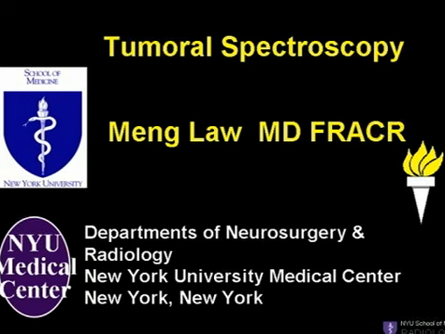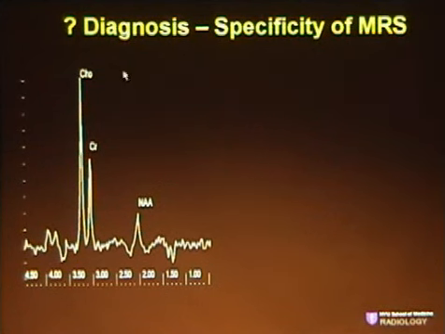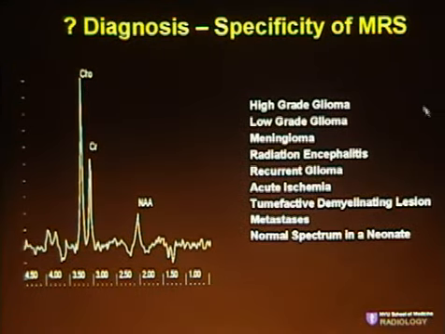Okay, so I'm going to shift and change gears for the last 20, 30, 25 minutes or so and talk about the indications in terms of differentiating tumor from non-tumor. Okay, so again, you've learned that this can be either normal in a neonate or abnormal, but it can be abnormal in a whole bunch of different disorders. So it can be low-grade tumor, it can be meningioma, recurrent tumor, ischemia, TDL, metastasis.